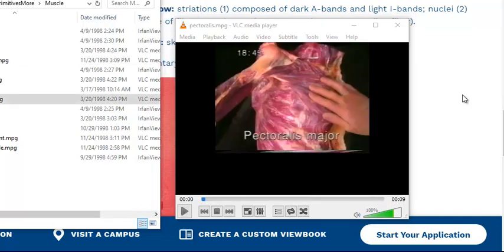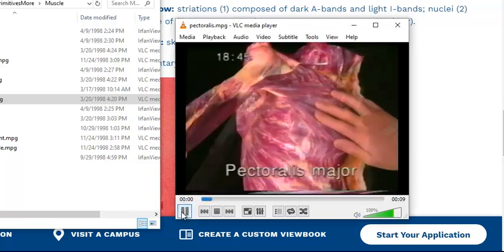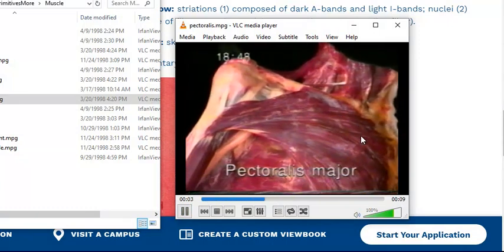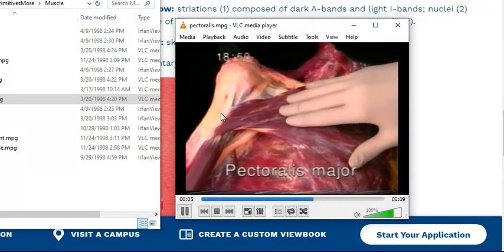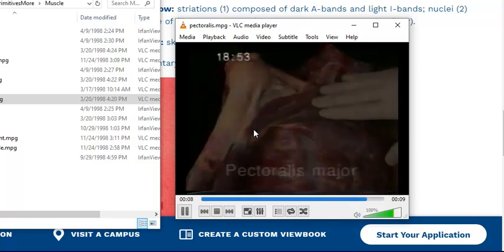So we saw one video showing the A bands and the I bands merging together and then releasing, merging together. So you saw the individual fibers contracting. And now here is a whole muscle. This is the pectoralis major. And again, the person is obviously not alive. So let's see what happens when this guy touches his pectoralis major. See where it attaches? Right there. And it just pulls right over.